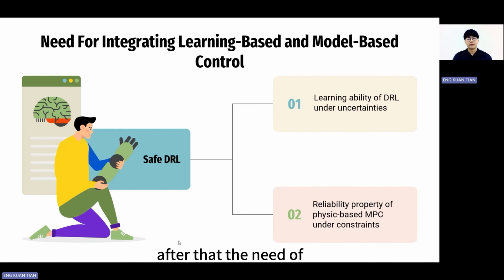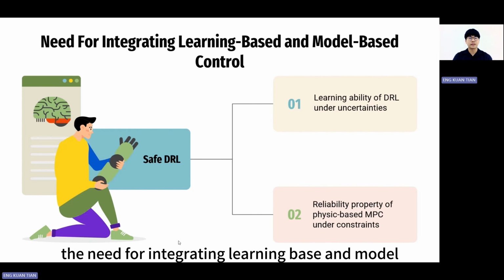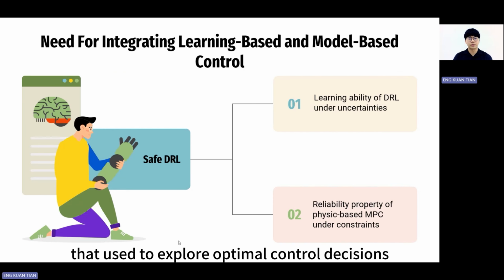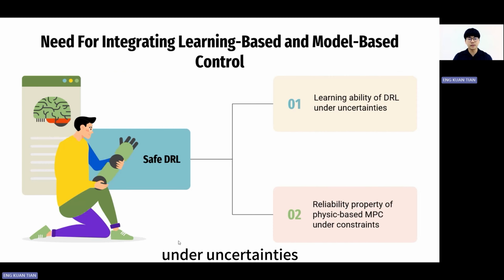After that, the need for integrating learning-based and model-based control. The safe DRL synergizes DRL, used to explore optimal control decisions under uncertainties, together with MPC, which is utilized as a safety filter to check online. The DRL action will be rejected and the conservative MPC action will be adopted if unsafety is detected.